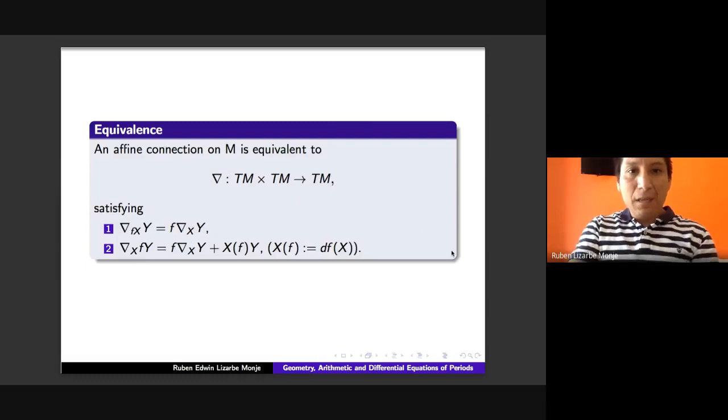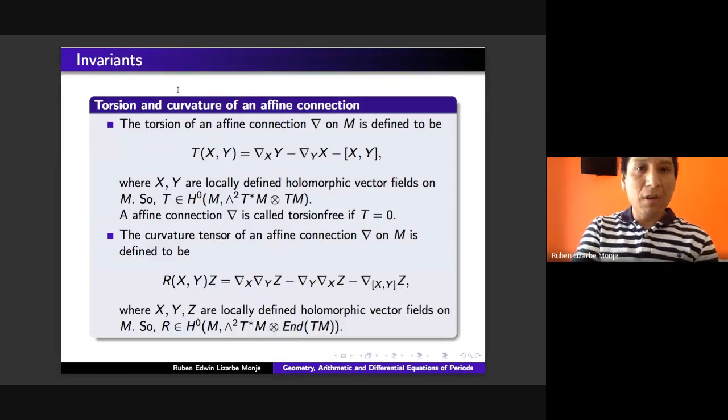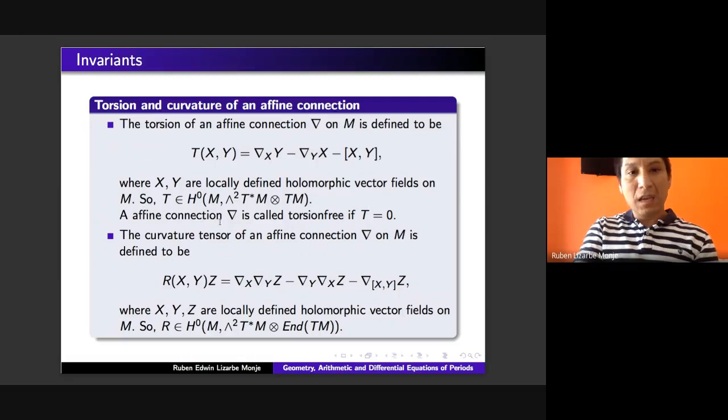Okay, what is the idea? In the affine connection, you can define two invariants for the connection: the torsion and the curvature of the affine connection. The torsion is defined as an element in the cohomology. The affine connection is called torsion free if the torsion is equal to 0.